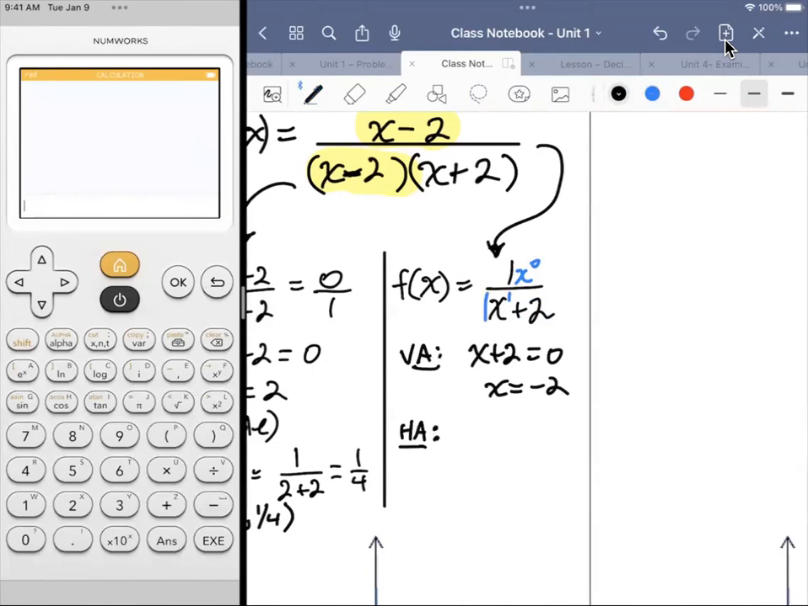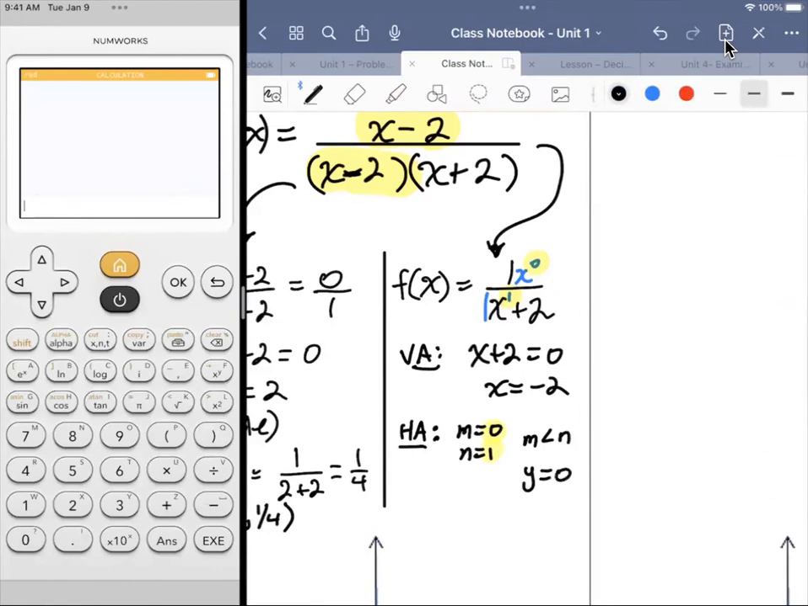what I can do is I could use those m and n rules to help me figure out what's going on. So the m value is 0. The n value is 1. We always talk about the powers. So m is equal to 0, n is equal to 1. And the relationship here is m is less than n. So by rule, that means we're looking at a horizontal asymptote of y equals 0.